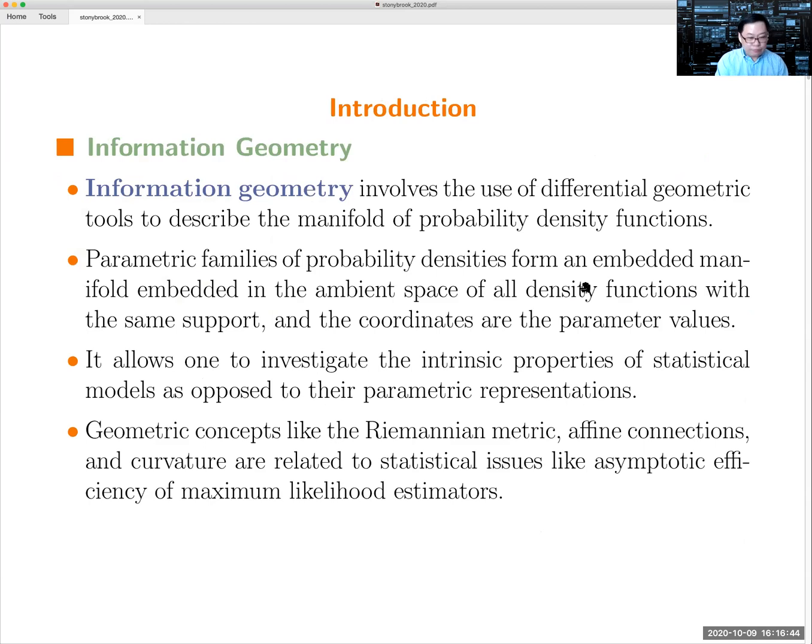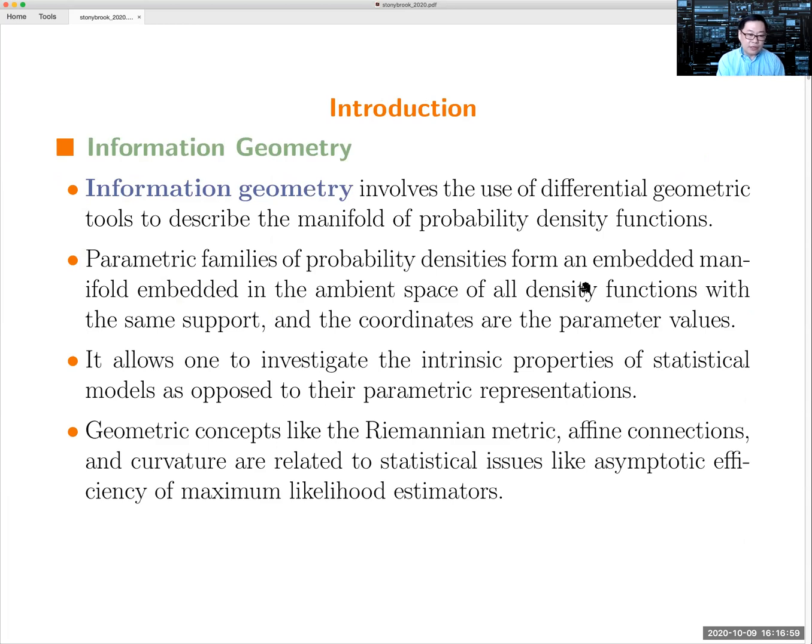I'm preaching to the choir here. This is sort of a brief about information geometry. The basic idea, of course, is that you use differential geometric tools to describe, say, manifolds of probability density functions.